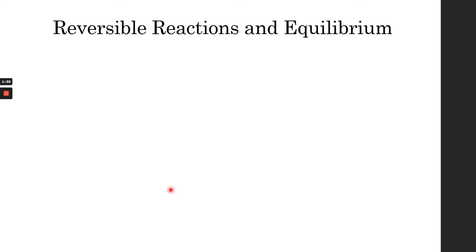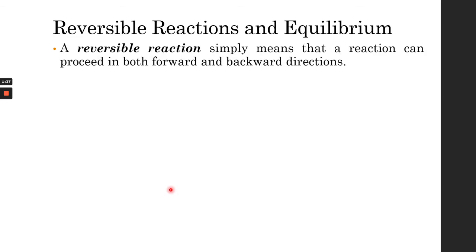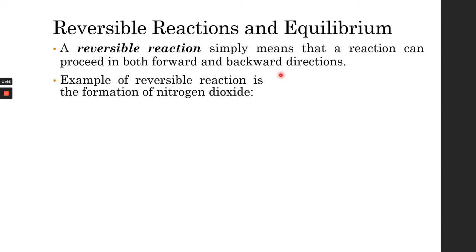What I want everyone to understand is that when we talk about a reversible reaction, it simply means that the reaction can proceed both forward and backward in direction. What do we mean by that? An example of a reversible reaction is the formation of nitrogen dioxide from dinitrogen tetroxide. From N2O4, we can make 2 moles of NO2. But what is a reversible reaction, and what are the forward and backward directions?